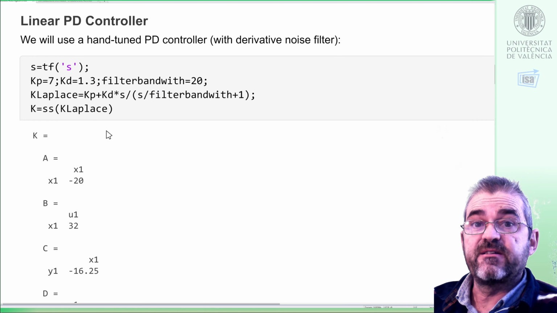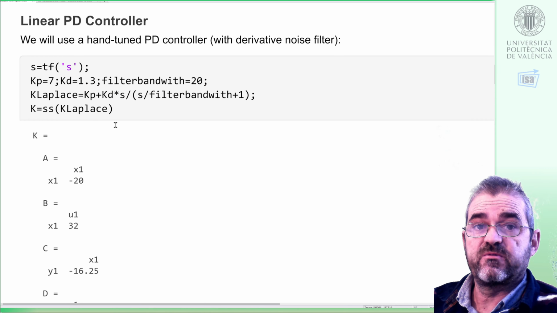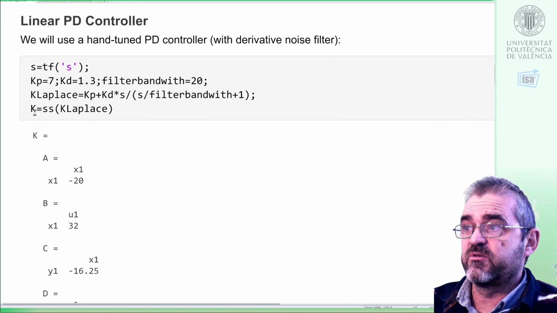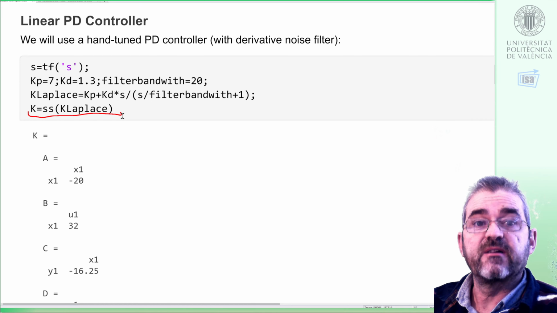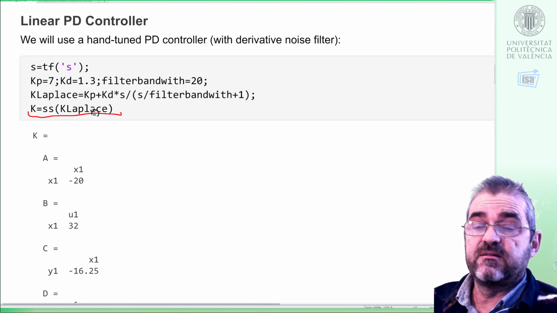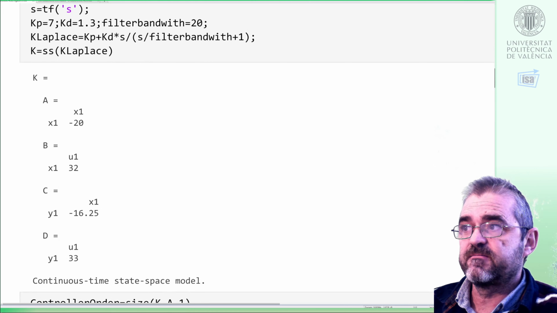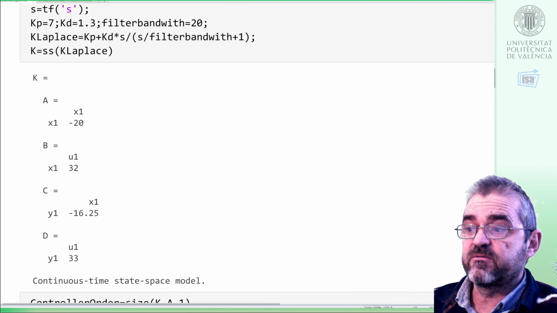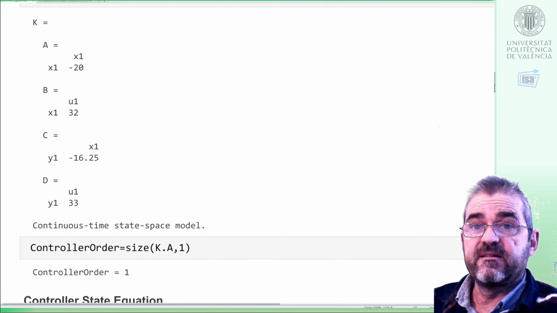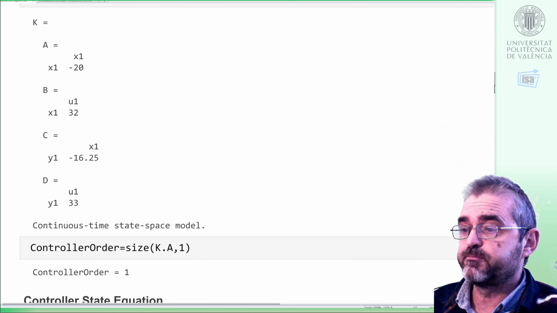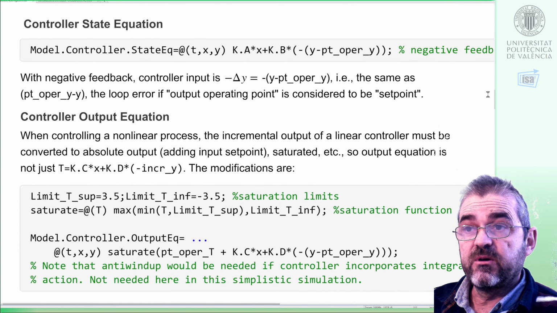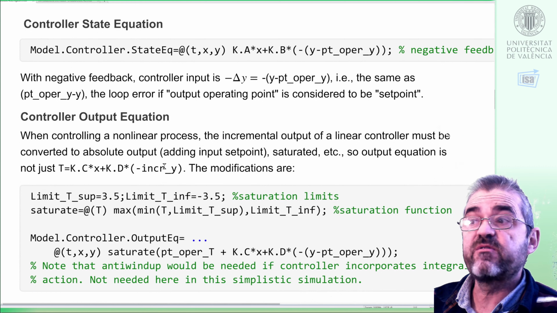In order to integrate differential equations, we need state space representations, so we transform the controller in the Laplace domain to equations in time domain, the standard ABCD state space. So these are the matrices. Building a state space representation of my controller, it's order 1 because of the derivative filter, and we'll now code state and output equations of the controller.